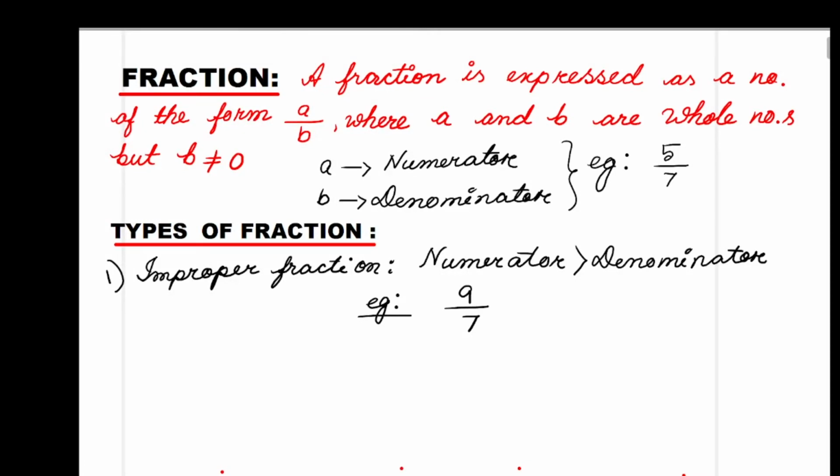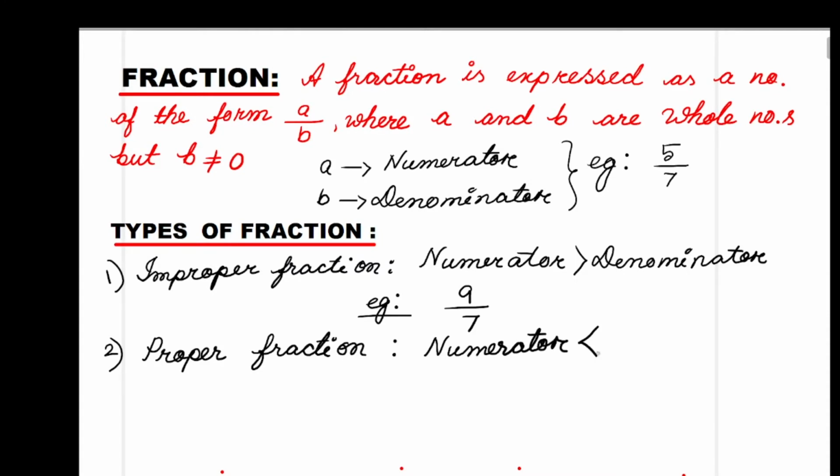Now, come to the next. Proper fraction. In a proper fraction, what will happen? Numerator is less than denominator. That means, for example, 2/5, where 2 is smaller than 5.